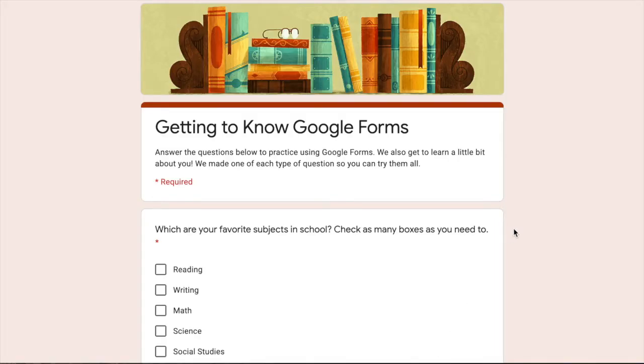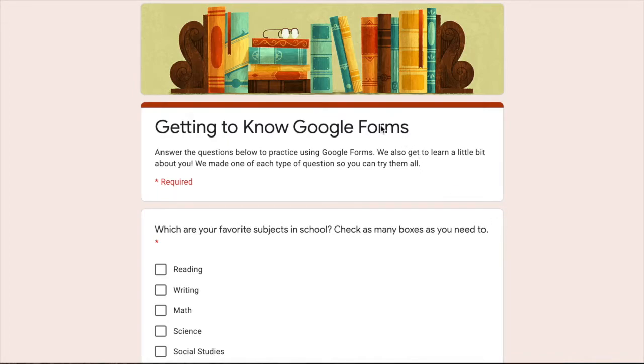We might also use it to do a quiz and see what you already know and what you're still working on. So, to make sure you're prepared for all of these, I want to show you the different types of questions you might see in Google Forms and give you some tips for how to answer them and show what you know the best that you can. Let's get started. Okay, so here I am in our Google Form assignment.